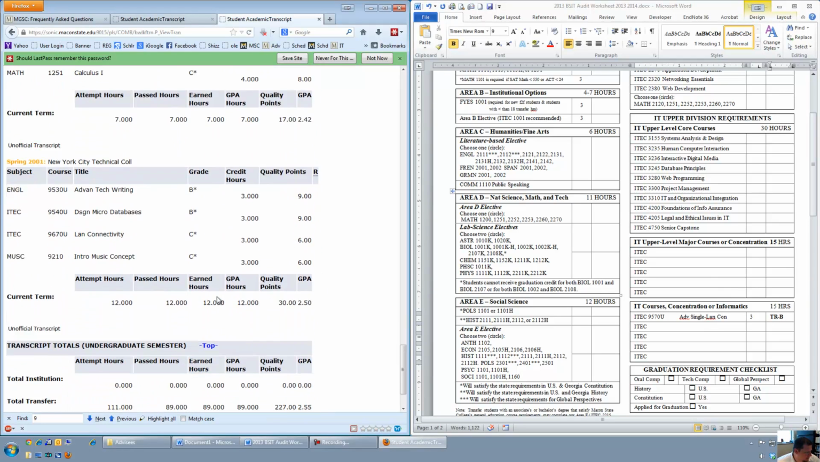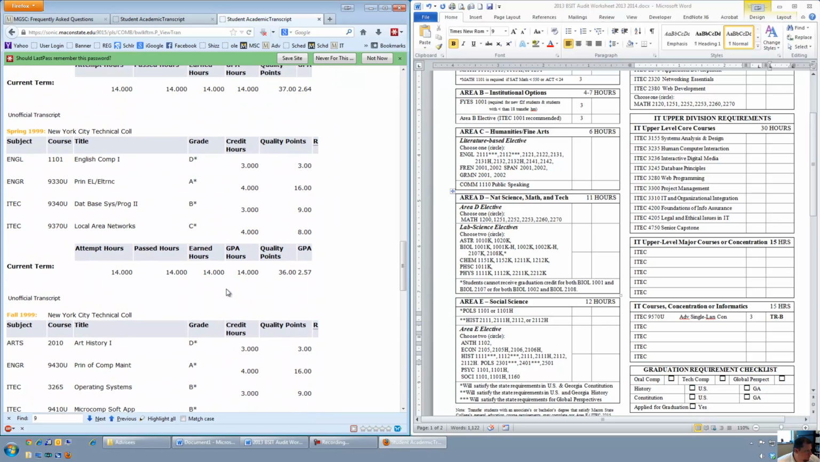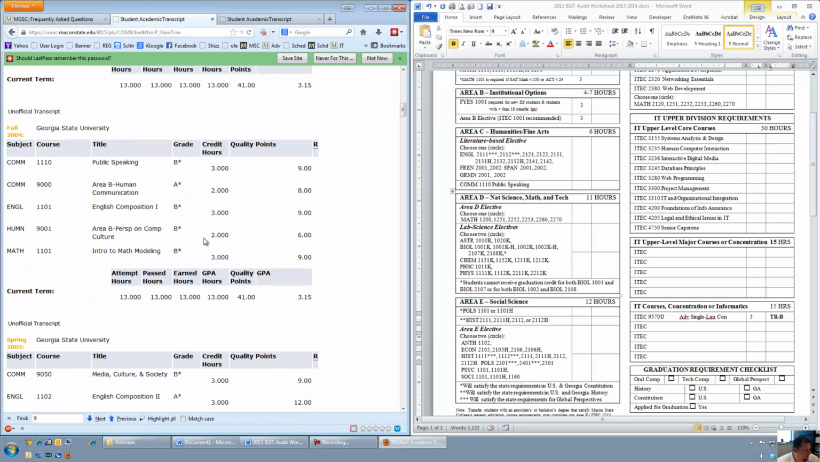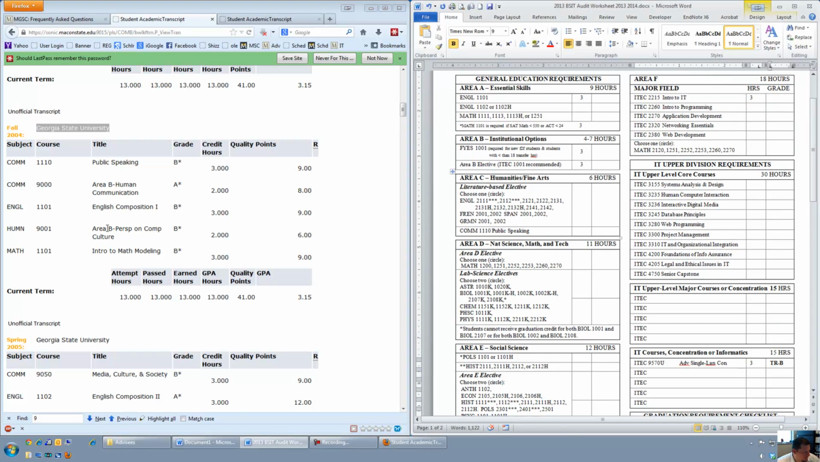Sometimes you may see courses come in that designate which area they should be in. So this came in, we have this Humanities 9001. It comes in as a 9000 course, which is a course that we do not have, but you see also that it was taken at a USG school, so this was taken at Georgia State University. So what we could do, it tells us that, hey, this is an Area B course, and it's 2 credit hours, so you would put it in as an Area B.